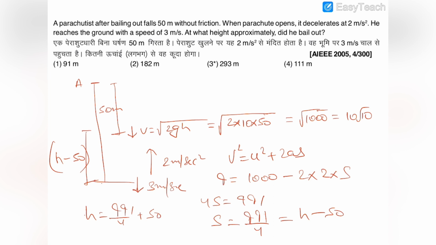So this 991 by 4 is approximately 247, and this with 50 is approximately 293, which can be easily calculated if we take g as 9.8. So now we move on to the next problem.